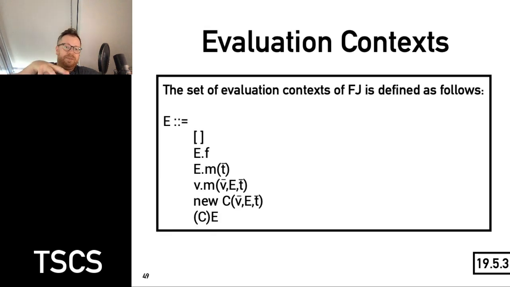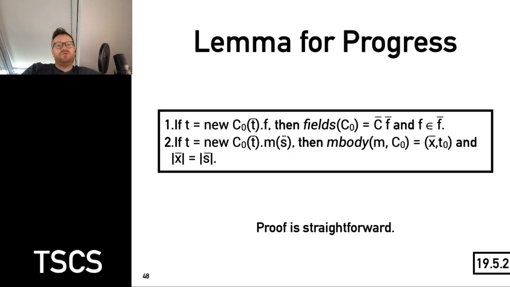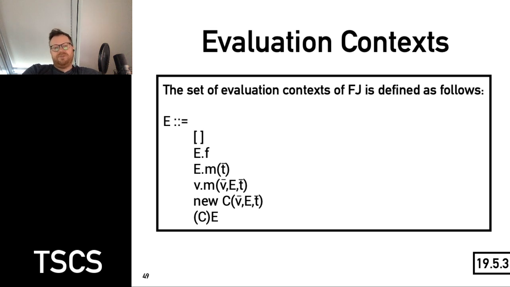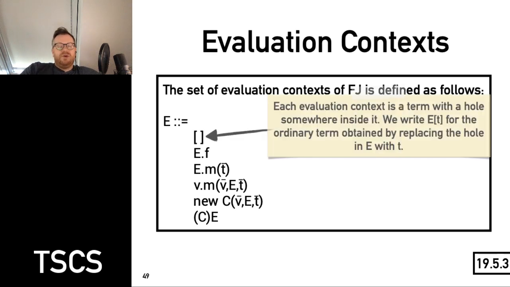For the actual progress proof, we need so-called evaluation contexts. And evaluation contexts have this notion of so-called holes in them. So each evaluation context is a term with a hole somewhere inside it. And these holes can be filled later on in the proof or in the evaluation. And we write E of T for the whole ordinary term obtained by replacing the hole in E with T. We need this for the proof to work, basically.